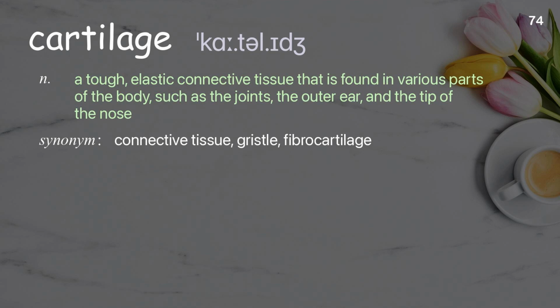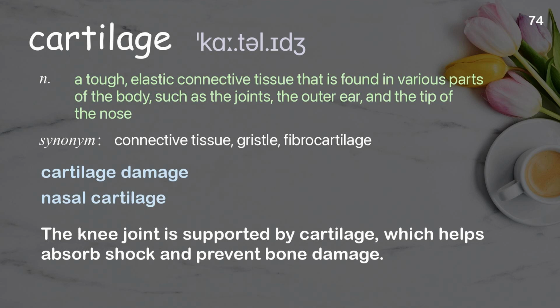Cartilage. A tough, elastic connective tissue that is found in various parts of the body, such as the joints, the outer ear, and the tip of the nose. Examples: Cartilage damage. Nasal cartilage. The knee joint is supported by cartilage, which helps absorb shock and prevent bone damage.